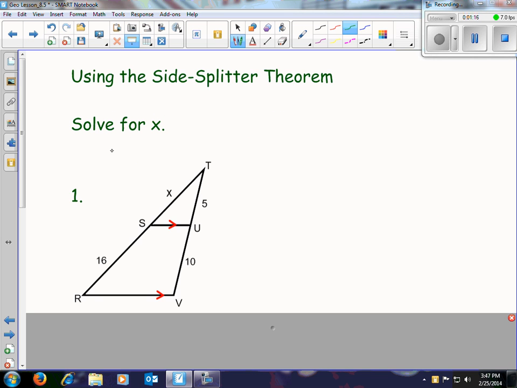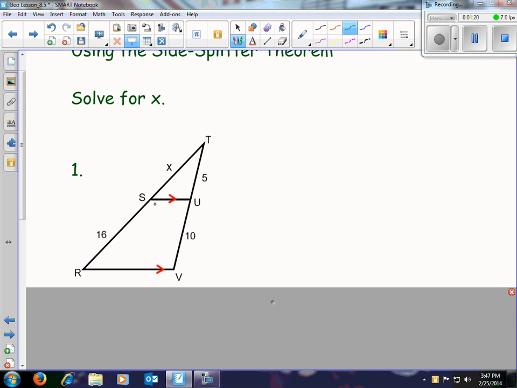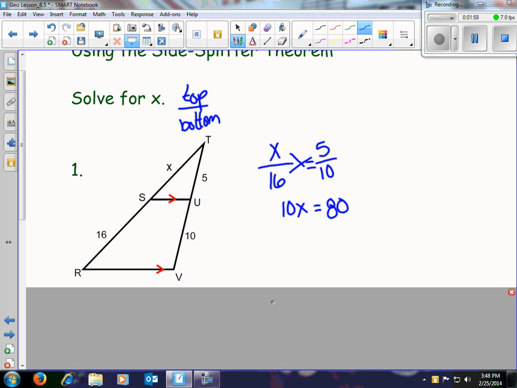Alright, so let's practice. Here's our first example. We have a triangle, and I know that this line here is parallel to this line here. So that means I know that these are going to be proportional. Now remember on the last slide we did top over bottom, so we're going to stick with that little trend. So I have top, which is x, over the bottom piece, which is 16. So x over 16 is equal to 5 over 10, because remember I have to do top over bottom. So now I'm just going to cross multiply like I normally do. And I have x times 10, which is 10x, 16 times 5, which is equal to 80. And if I divide both sides by 10, then I get x is equal to 8.